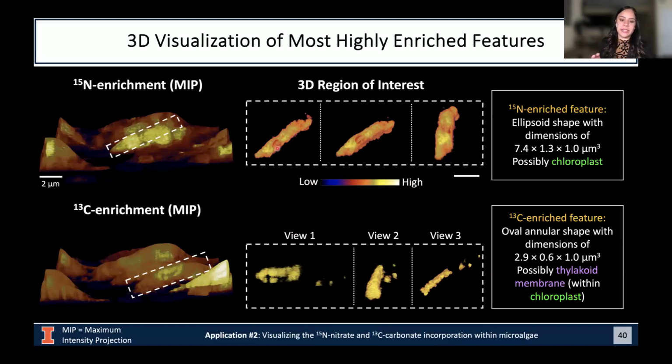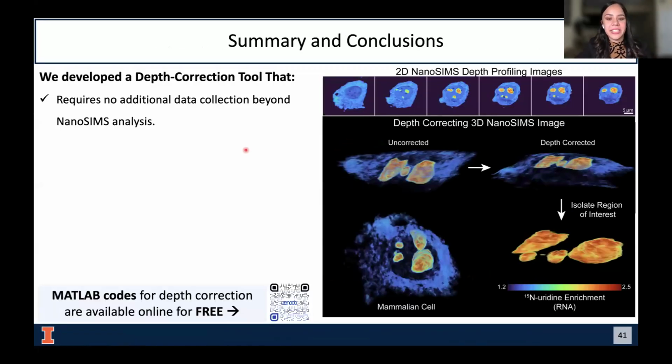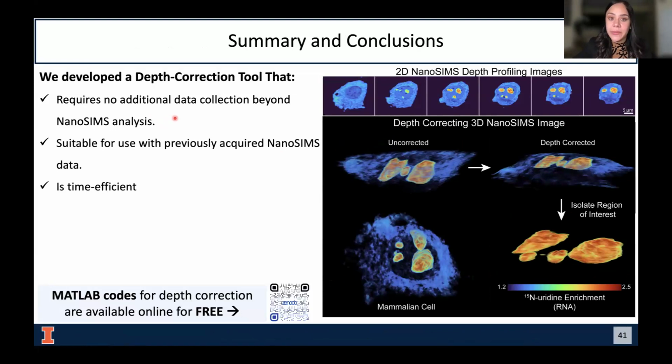And I do want to summarize by saying that this tool allows visualizing the 3D shapes of features of interest, and this can provide information about cellular metabolism or other cellular processes at the single cell level. So to conclude my presentation, I'm very excited to highlight that we developed a depth correction tool that requires no additional data beyond the data that you get when you do NanoSIMS analysis. It's suitable for use with previously acquired NanoSIMS data. It's also time efficient, and ultimately, it improves the 3D visualization of intracellular features.